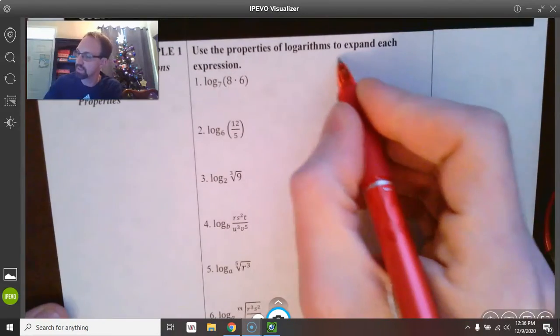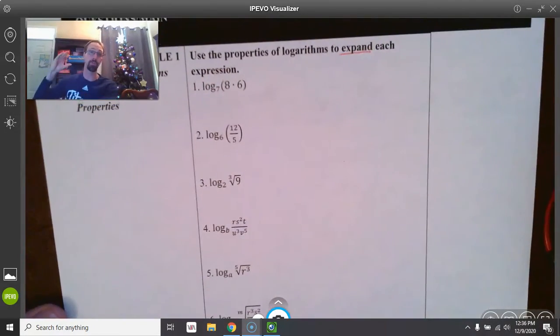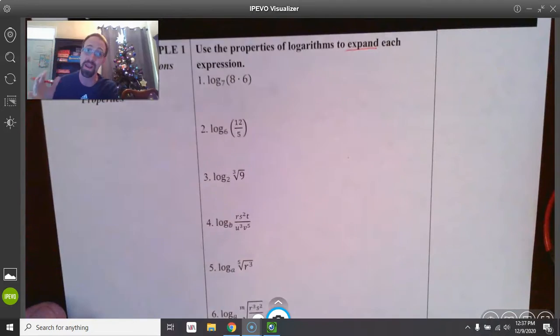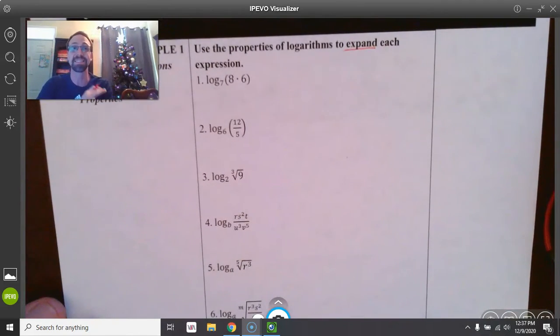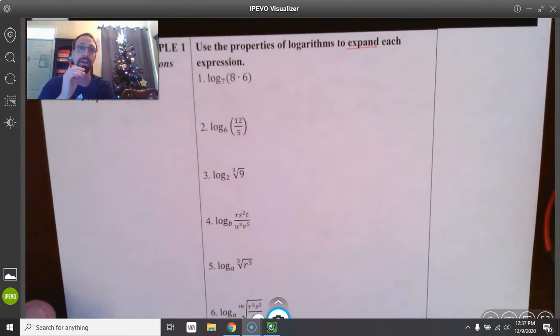So the goal here is to expand. Now, you can get really intense with this. You can expand some of these out to just insanely long expressions. That's not the goal here. The goal here is to know, kind of going back and forth between the two ideas, using the properties of logs talked about in the previous video, what are some of the ways that I can write this?